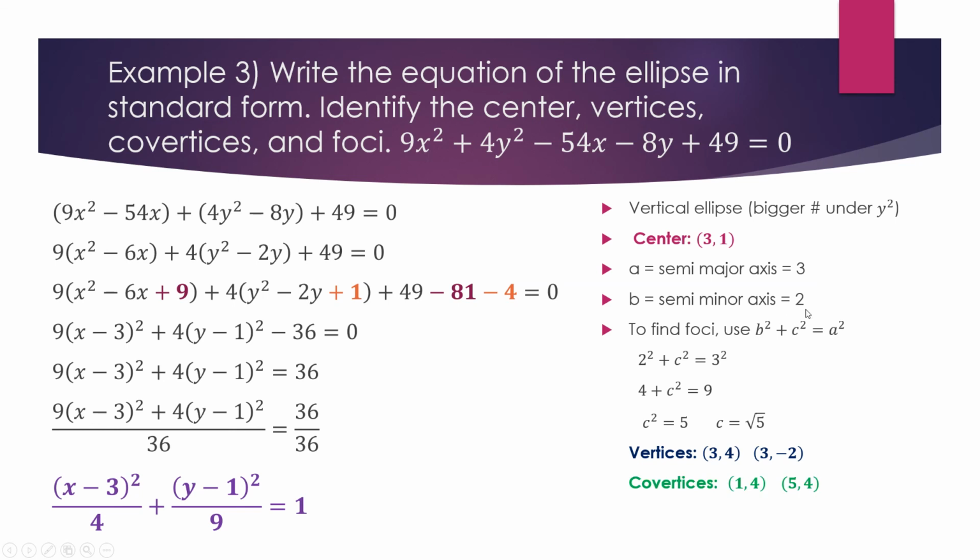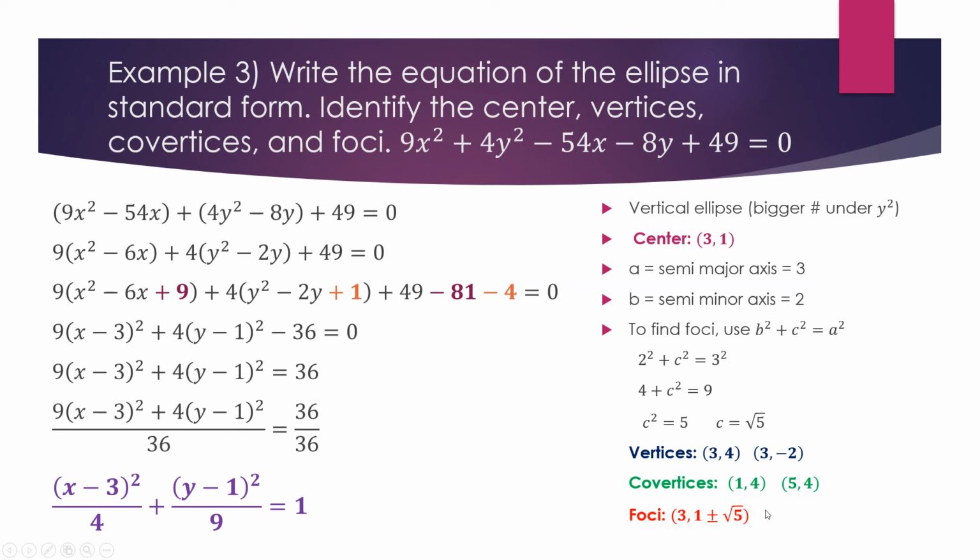Our co-vertices, because b is 2, we know the co-vertices are going to be 2 spaces to the left and right of our center. So 2 spaces to the left of 3, 1. I apologize, I have a typo here. That should actually be 1, 1 and 5, 1. Easy to make a mistake. Make sure you're looking at your center and not your vertices.